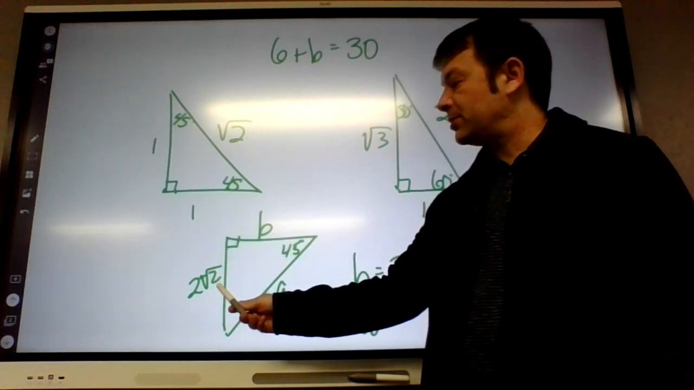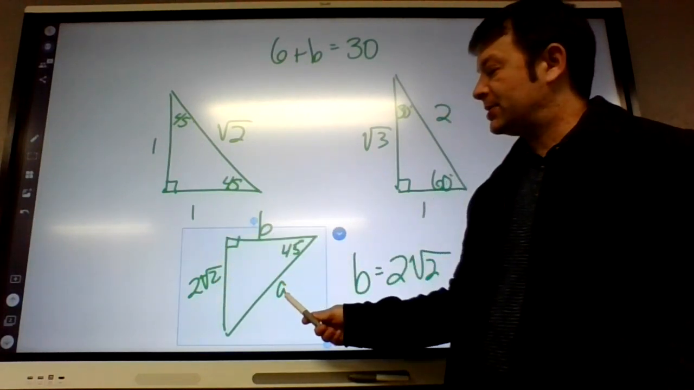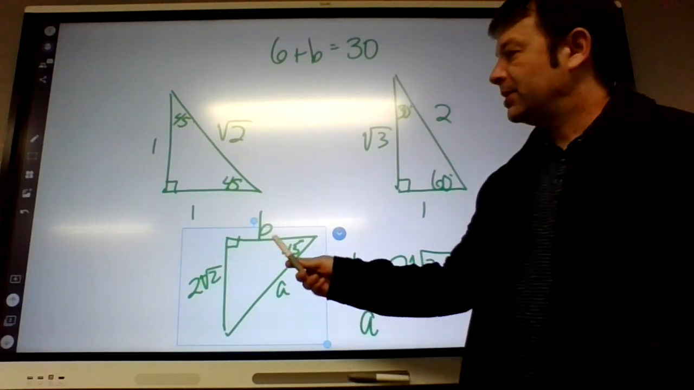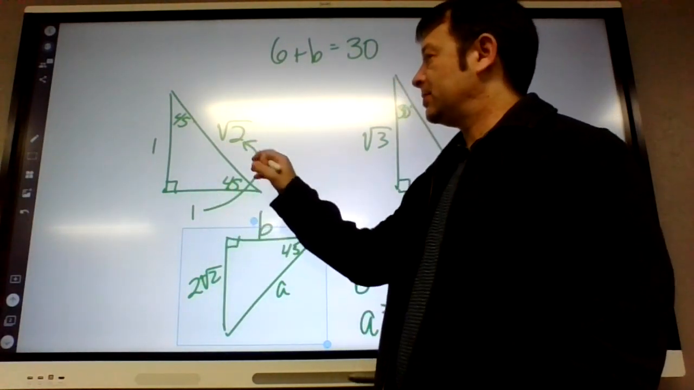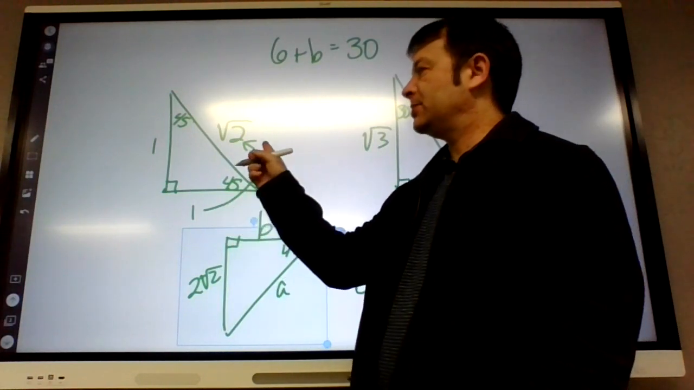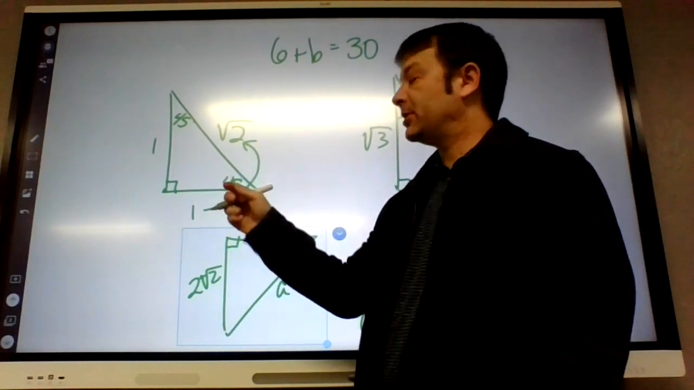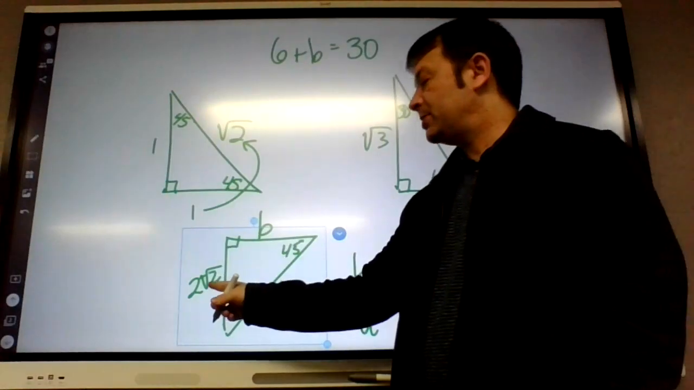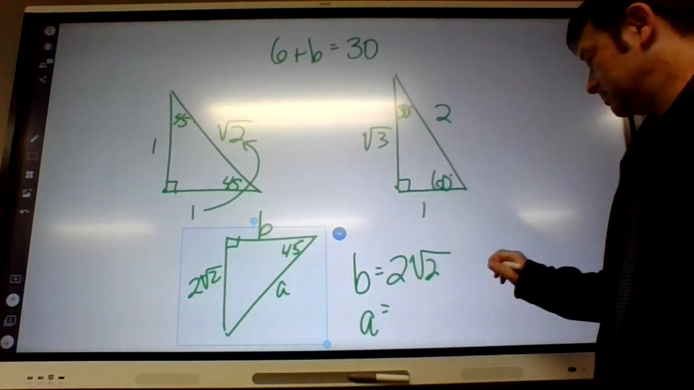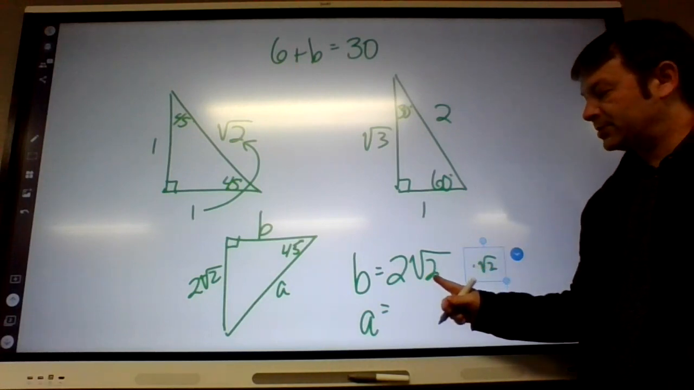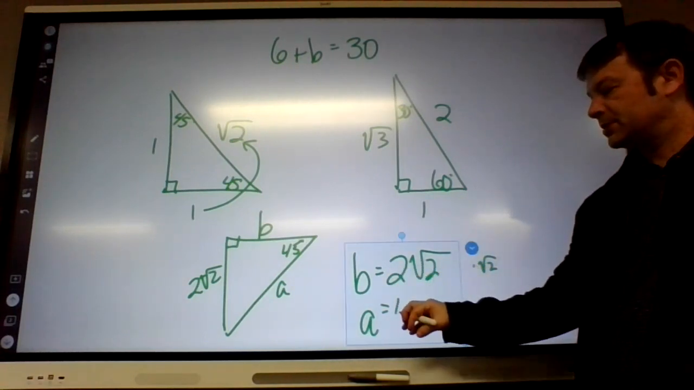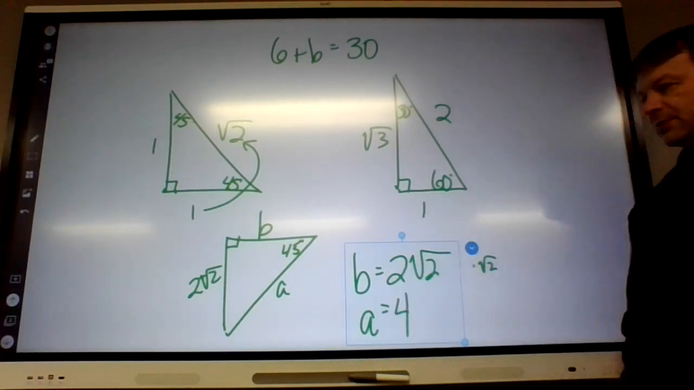So 2 square root of 2 is a leg. A is the hypotenuse. How do we go from a leg to a hypotenuse? Times square root of 2. Square root of 2 times bigger. So 2 square root of 2 times square root of 2. Square root of 2 times square root of 2 is 2, times 2 is 4.